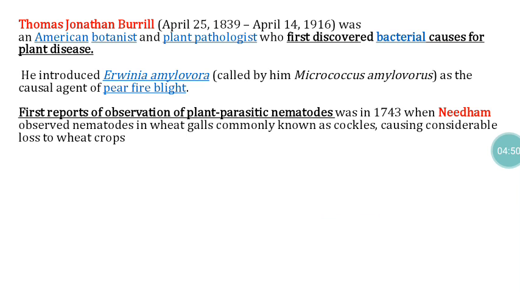Thomas Jonathan Burrill, 1839 to 1916, was the first person to report the occurrence of bacterial plant diseases. He also introduced Erwinia amylovora as the causal agent for pear blight. Similarly, Needham was the first person to observe plant parasitic nematodes in 1743, and the first nematode reported was the wheat ear-cockle nematode, Anguina tritici.